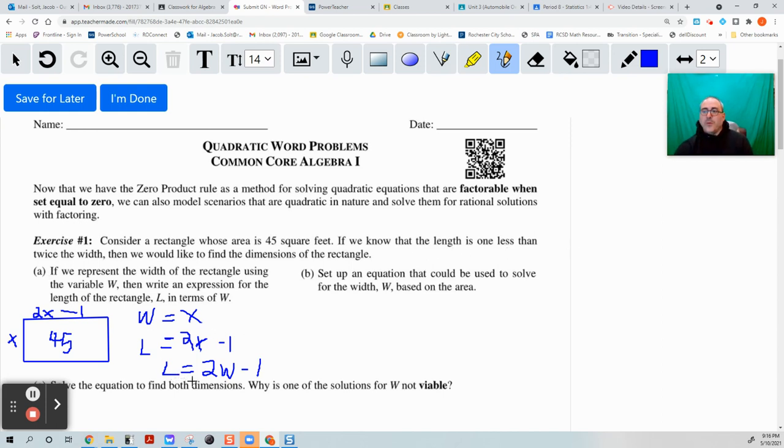So length is 1 less than twice the width. Okay, that's my equation right there. That's my answer to this little first piece. L equals 2w minus 1.